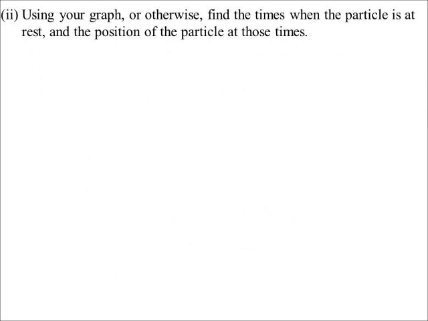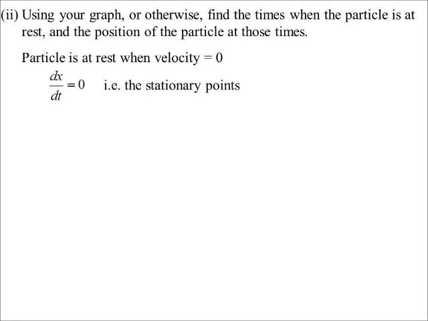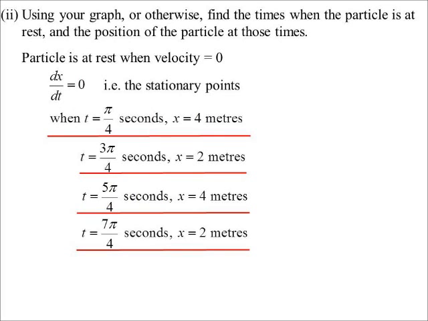Using your graph, or otherwise, find when the particle is at rest. So all those stationary points we're looking for. If you're drawing the graph accurately, that's going to be quicker, I guess, than using calculus. But we know it's when velocity equals 0. So I could go and solve dx/dt equals 0. In other words, the stationary points. I haven't bothered. I've just looked at the graph. I noticed, okay, we're at pi on 4, and at 3 pi on 4, and 5 pi on 4, and 7 pi on 4, there's all the times that it's stationary.